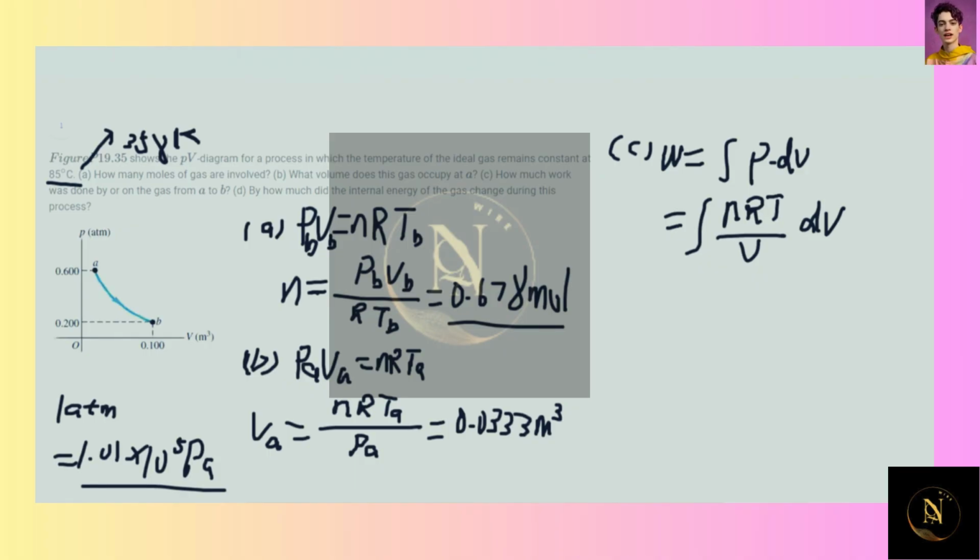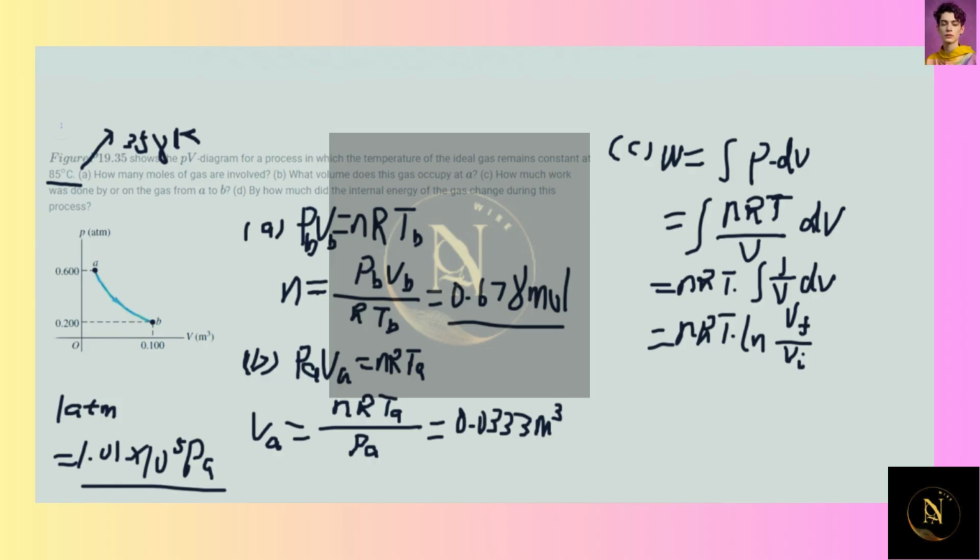Because T is a constant here, we can move the numerator out of this integral. It is equal to nRT times the integral of 1 over V dV, so equal to nRT times log Vf over Vi. And this log is a natural log.